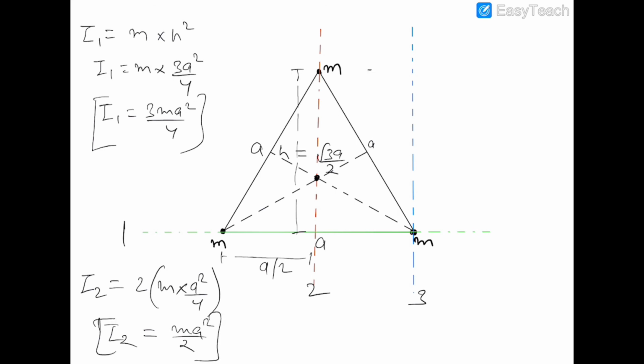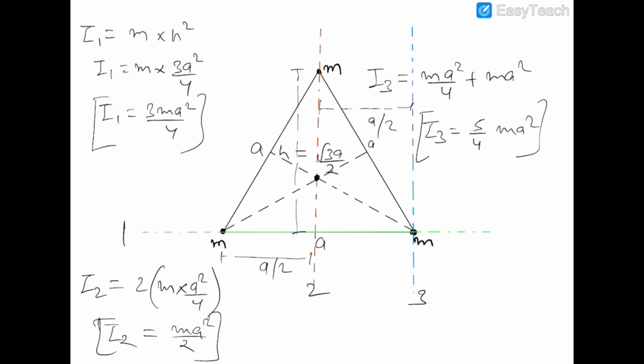Now the moment of inertia of the system about I3. The third axis is this one, and this is passing through this mass. So the moment of inertia of this mass about this axis would be 0. But the moment of inertia of this one about this axis would be calculated by this distance, which is a by 2. So this is ma square by 4, plus the moment of inertia of this mass about this axis will be calculated by this distance. Now this distance is a, so it is ma square. So I3 would be 5 by 4 ma square.